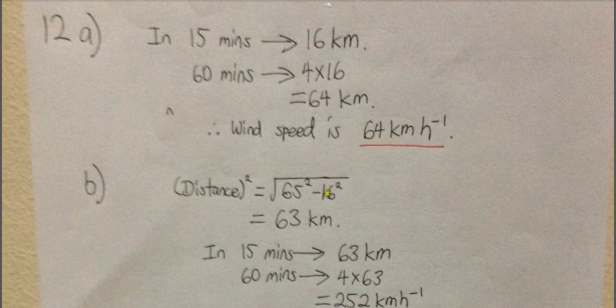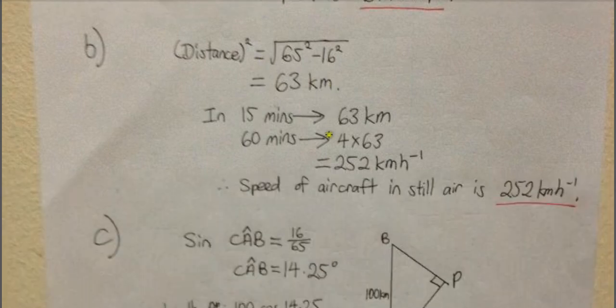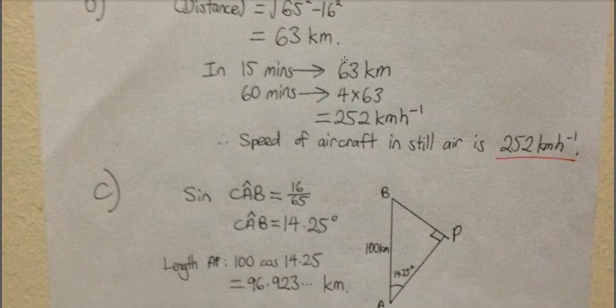Okay. So based on the diagram, we can use the Pythagoras theorem. The distance is 63 km, by simply taking the square root of 65 squared minus 16 squared. Therefore, in 15 minutes, the aircraft has traveled 63 km. So in 1 hour, it will travel 4 times 63 km, which is 252 km per hour, which is the speed of the aircraft.